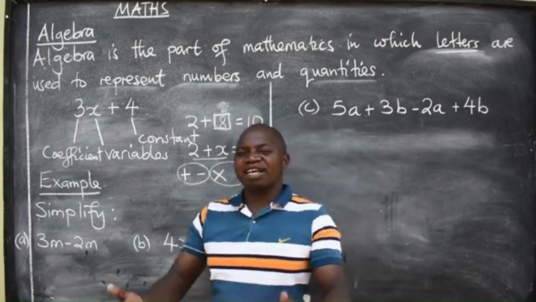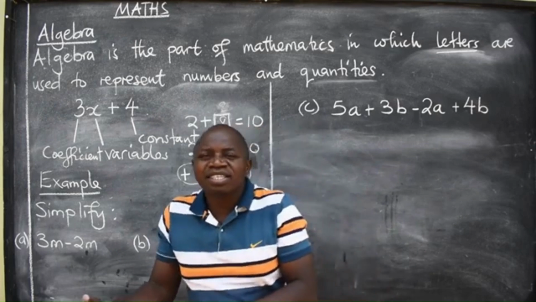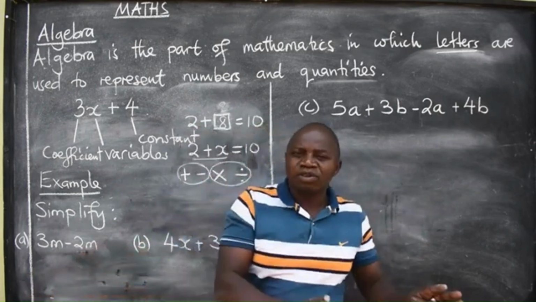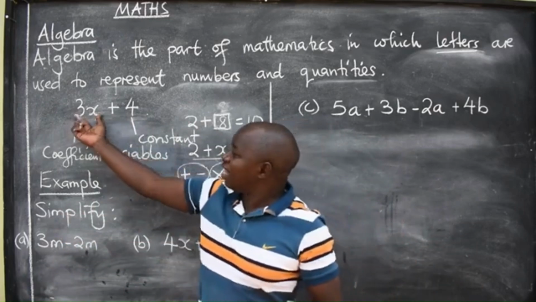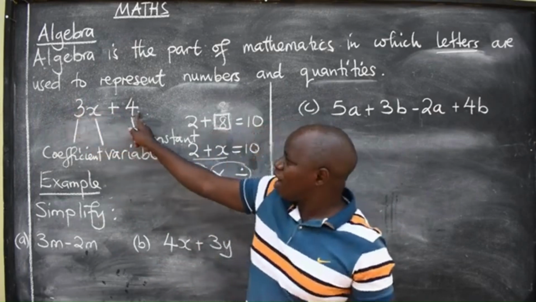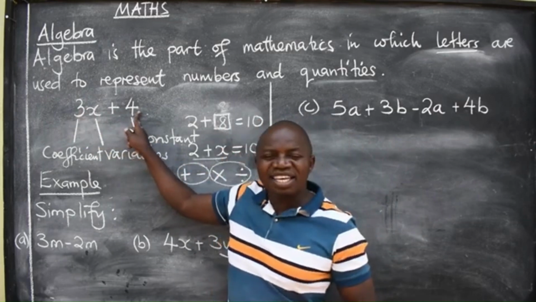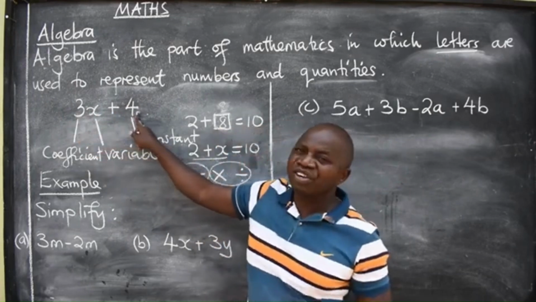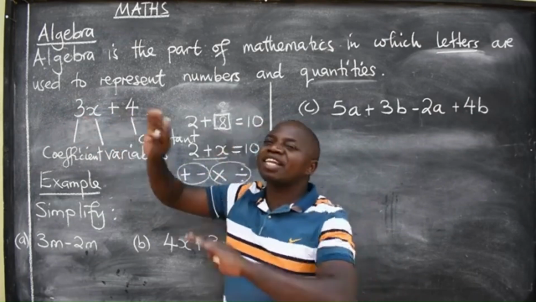And when I say like terms, what do I mean? I'm talking about terms that have got the same letters. Here we have 2 terms. We have this term, 3x. We also have this term here, 4. Are they the same? The answer is no. This term here has got x. Do we have x here? No. Therefore, what do the rules say? You can't add them. This will remain like that.